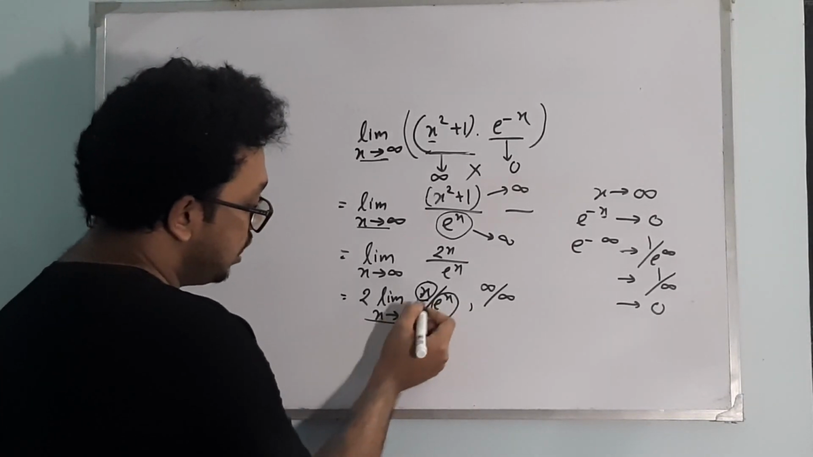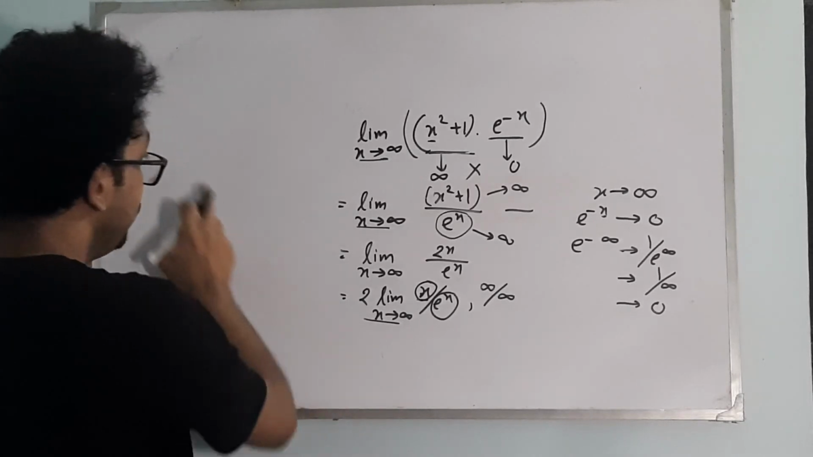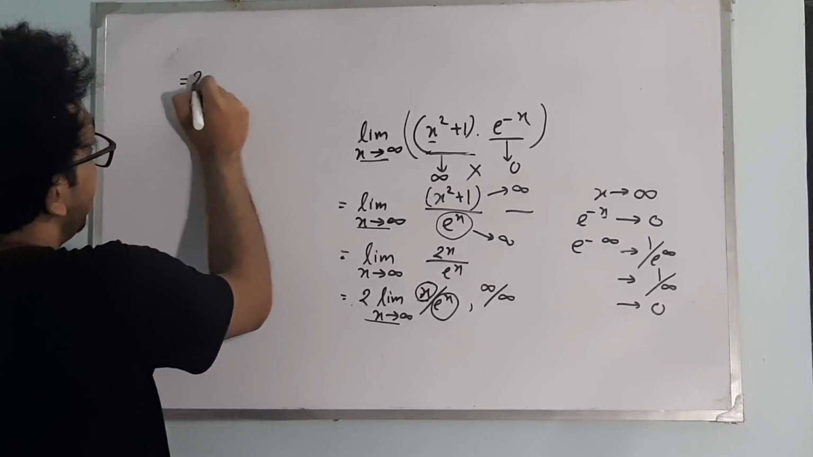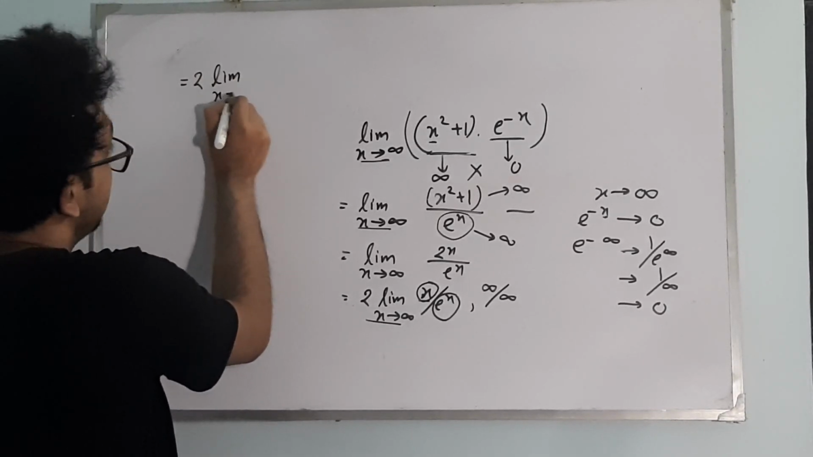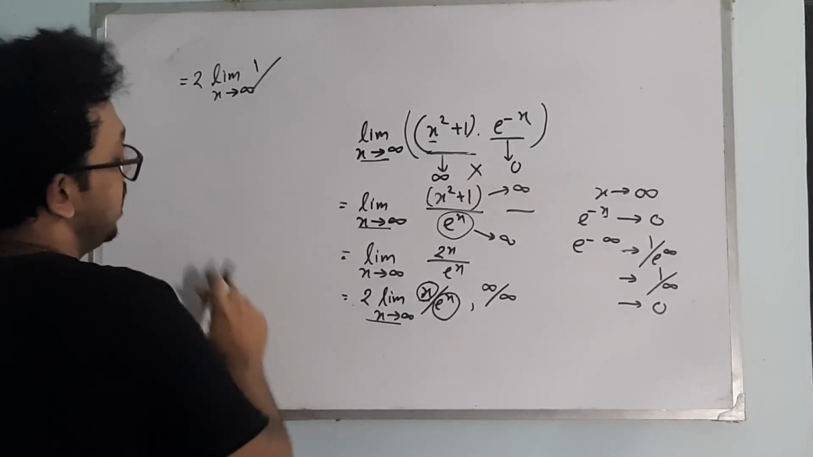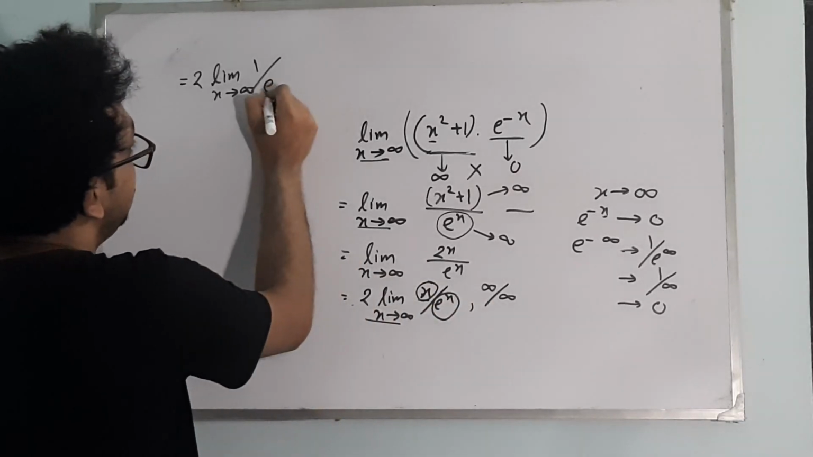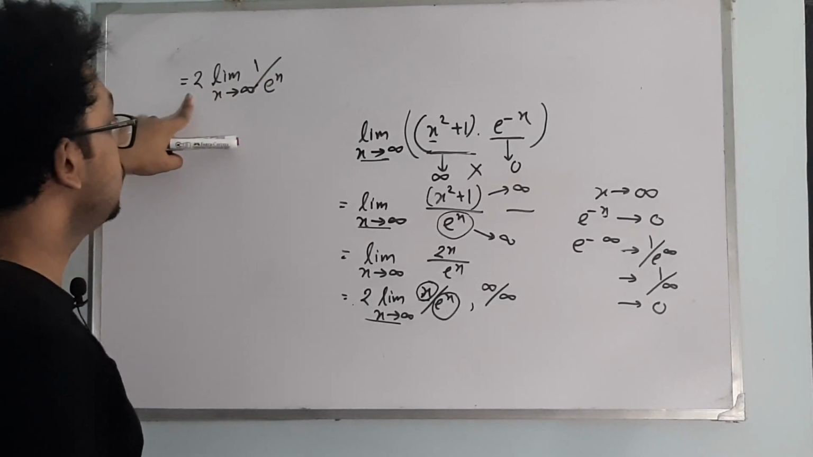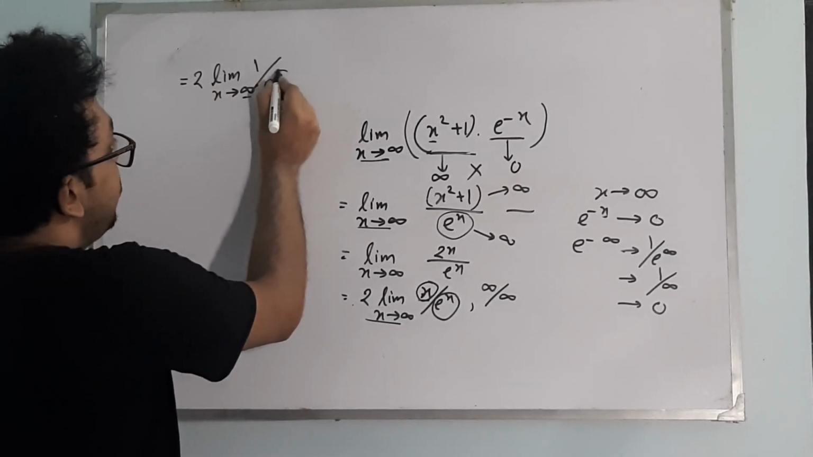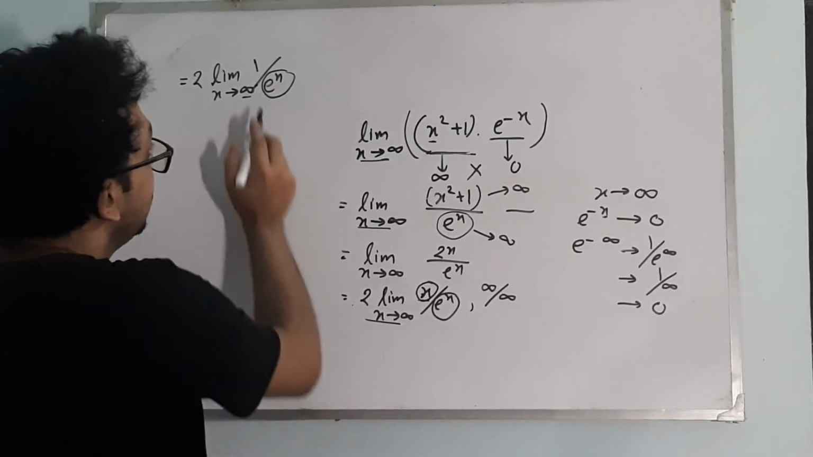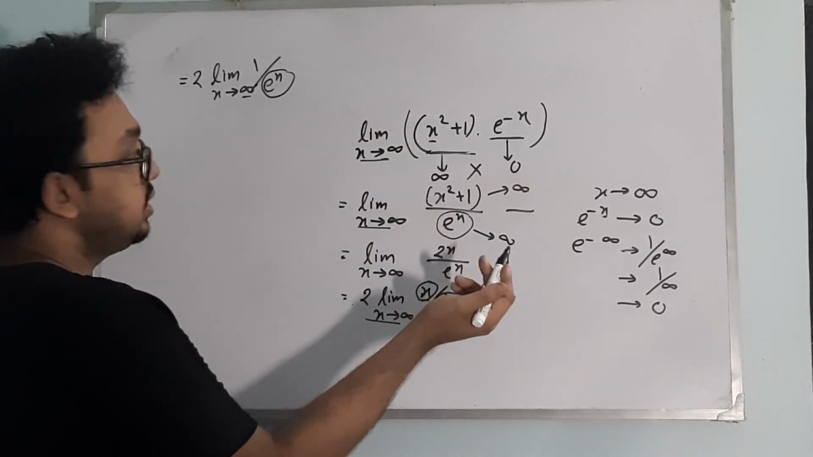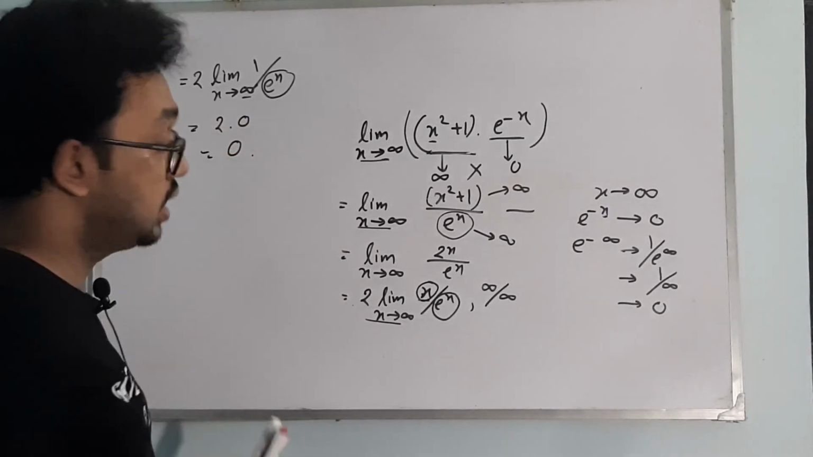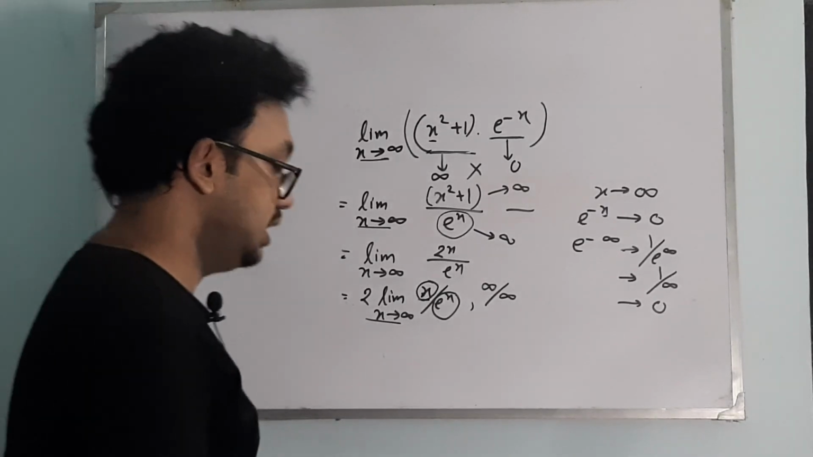So differentiate the numerator with respect to x. I am doing it here. If you differentiate the numerator, you will have 2 times the limit as x tends to infinity of 1 divided by, if you differentiate the denominator, e to the power x. So you have the limit as x tends to infinity of 2 by e to the power x. Now see, when x is tending to infinity, e to the power x will tend to infinity, so 1 by infinity will tend to 0. So clearly the value is 2 into 0, which is equal to 0. Clear? I hope the concept is clear up to this part.